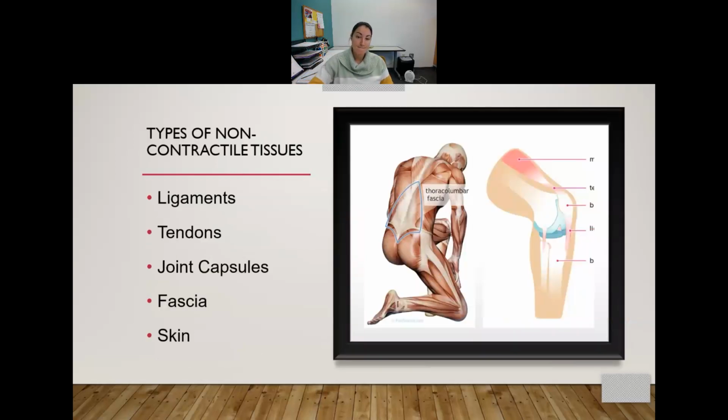Types of non-contractile tissue. We have ligaments, tendons, joint capsule, fascia, and skin. I'm sorry, I hadn't done this in a video lately, but I'm getting that 2 o'clock yawn feeling.